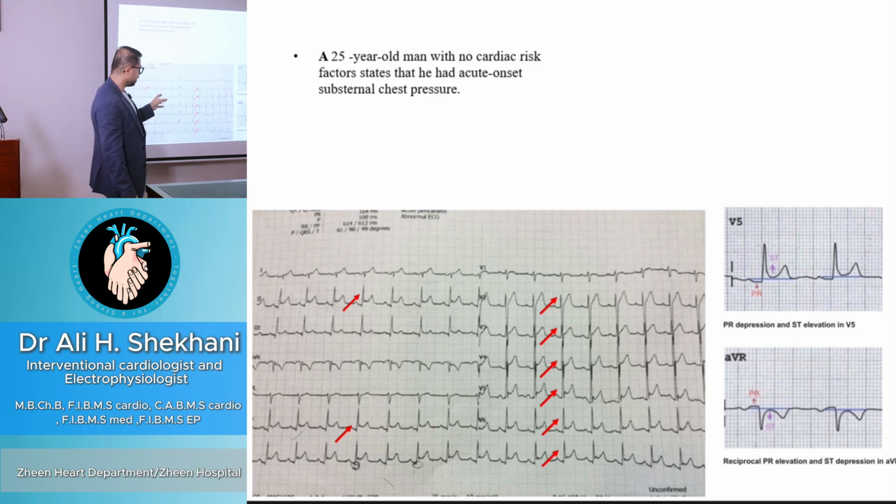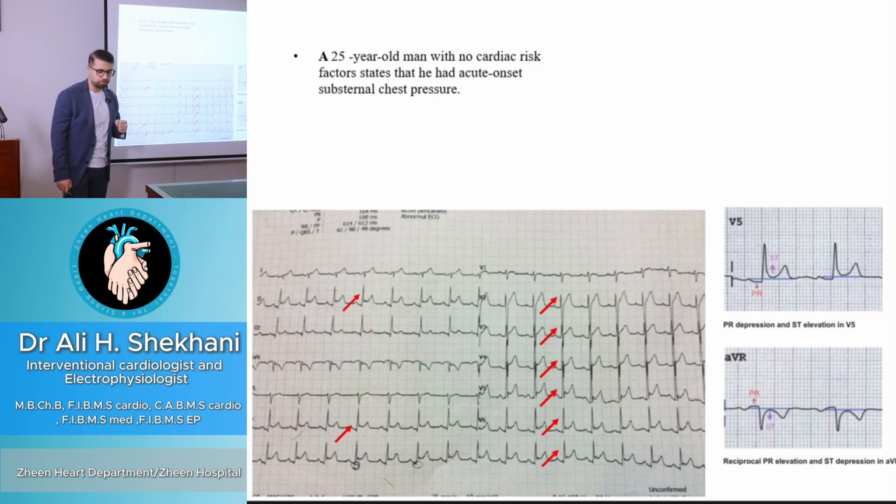But in pericarditis, this is a classical ECG finding of acute pericarditis. There is no localization and there is no reciprocal changes. And one important thing, there is PR segment elevation in aVR.